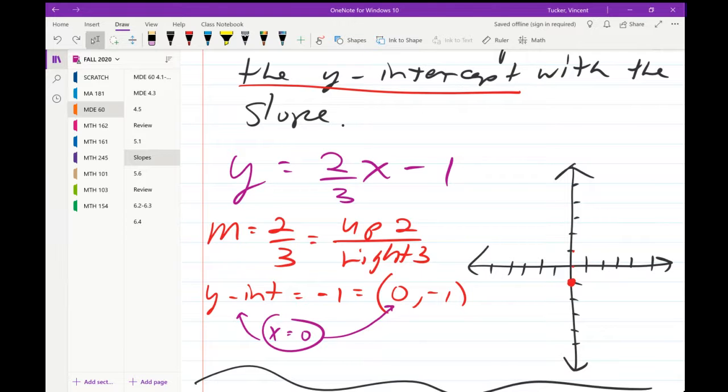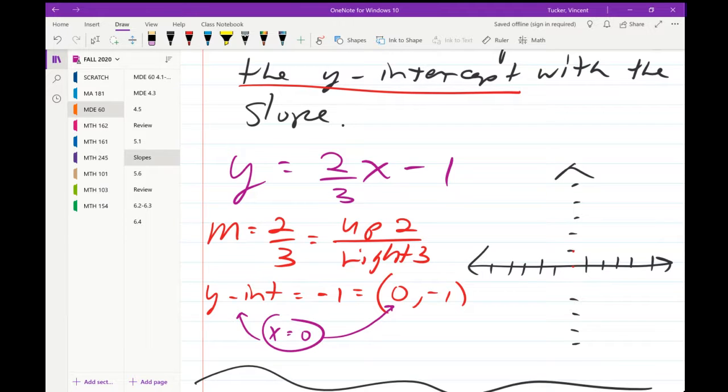But don't forget, the characteristic of all y-intercepts is that x is equal to 0. So my y-intercept would actually be 0, negative 1 as a coordinate. All right. Characteristic of all y-intercepts is that x is equal to 0. So your ordered pair is 0, negative 1. So now we can go ahead and graph. We graph your y-intercept first, and that's what we have here.